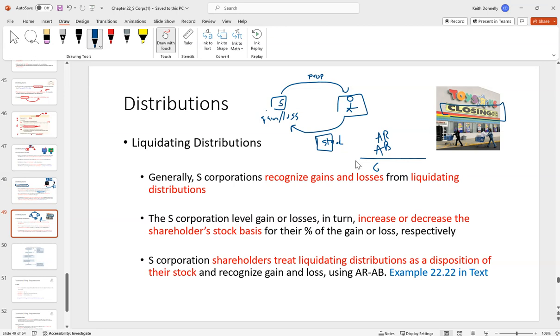Likewise, another difference here is the shareholder treats this as a disposition event of their stock. It's just like, hey, we're going out of business. You don't get your stock anymore. We give you something, you don't have your stock. This is the best we can give you.